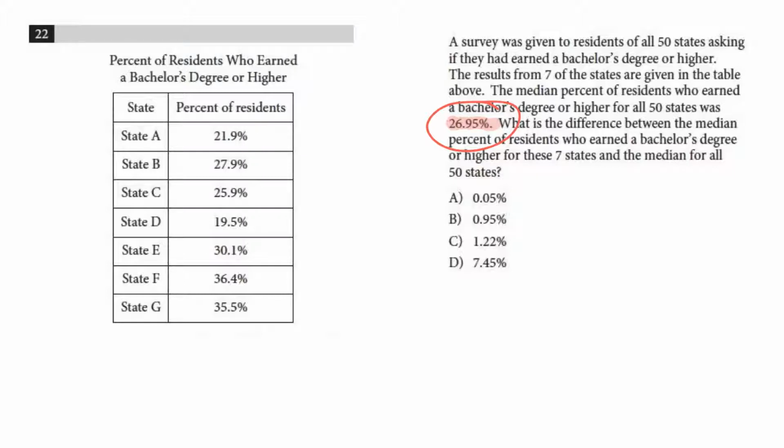So the 4th from the bottom or the 4th from the top will be the median value.